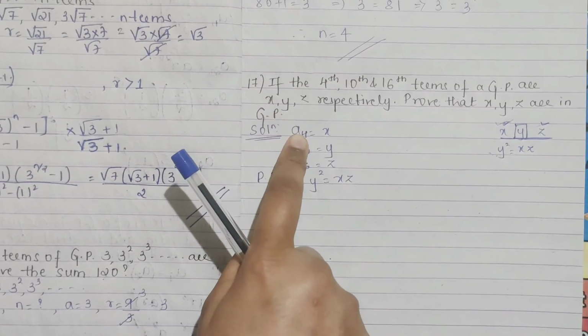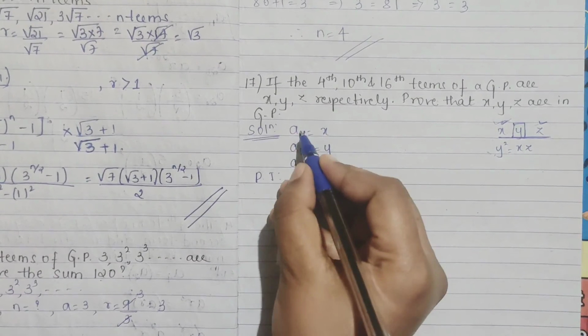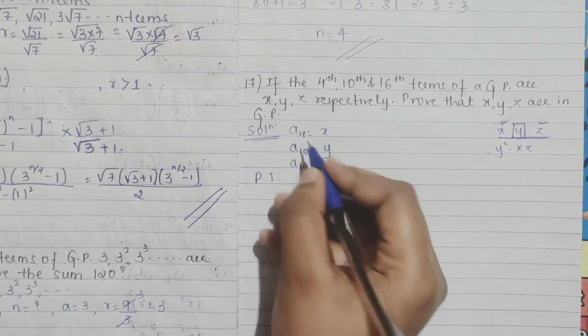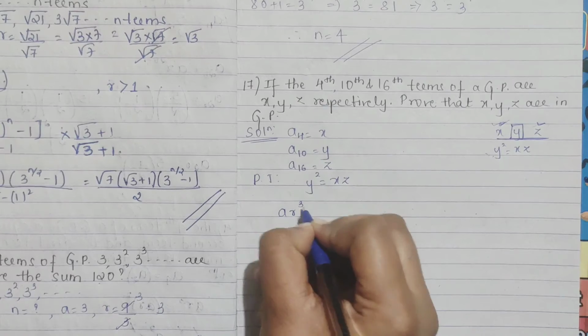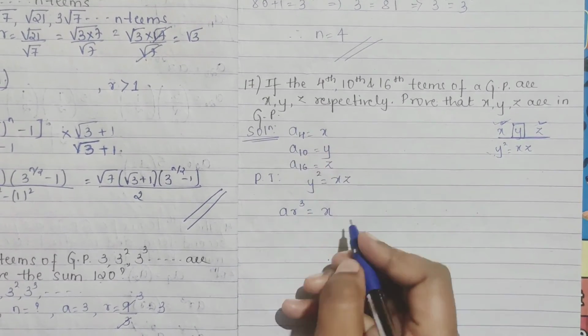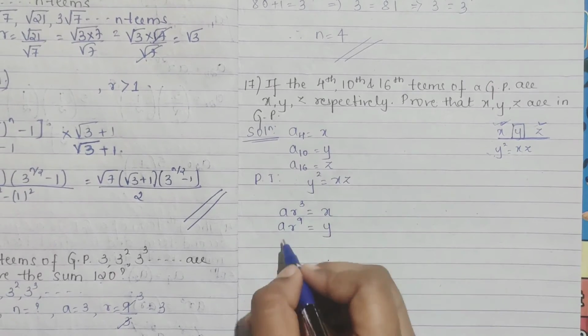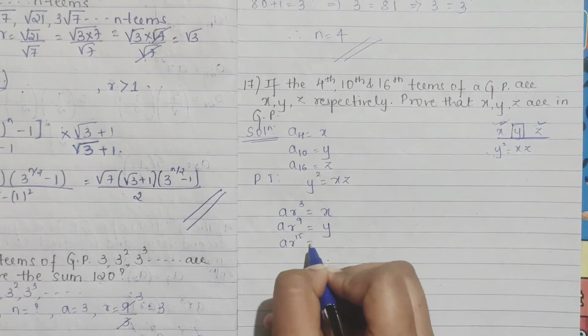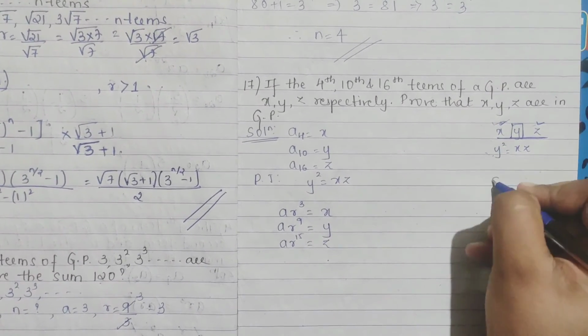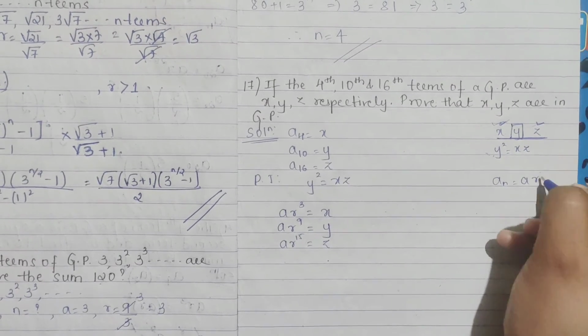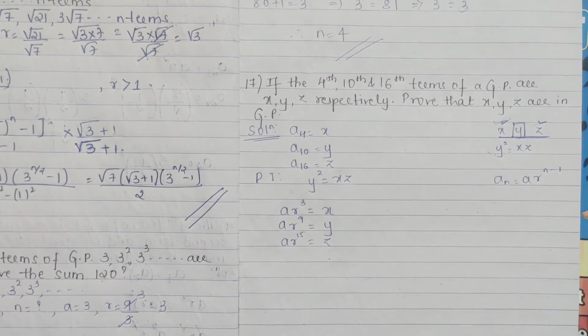Right. Now first we will take A4. A4 is equal to x, right? So how is it given? AR cube, which is equal to x. A10, this is given as AR raised to 9, which is equal to y, and AR raised to 15, which is equal to z. Basically we are applying the a raised to n form, AR raised to n minus 1.